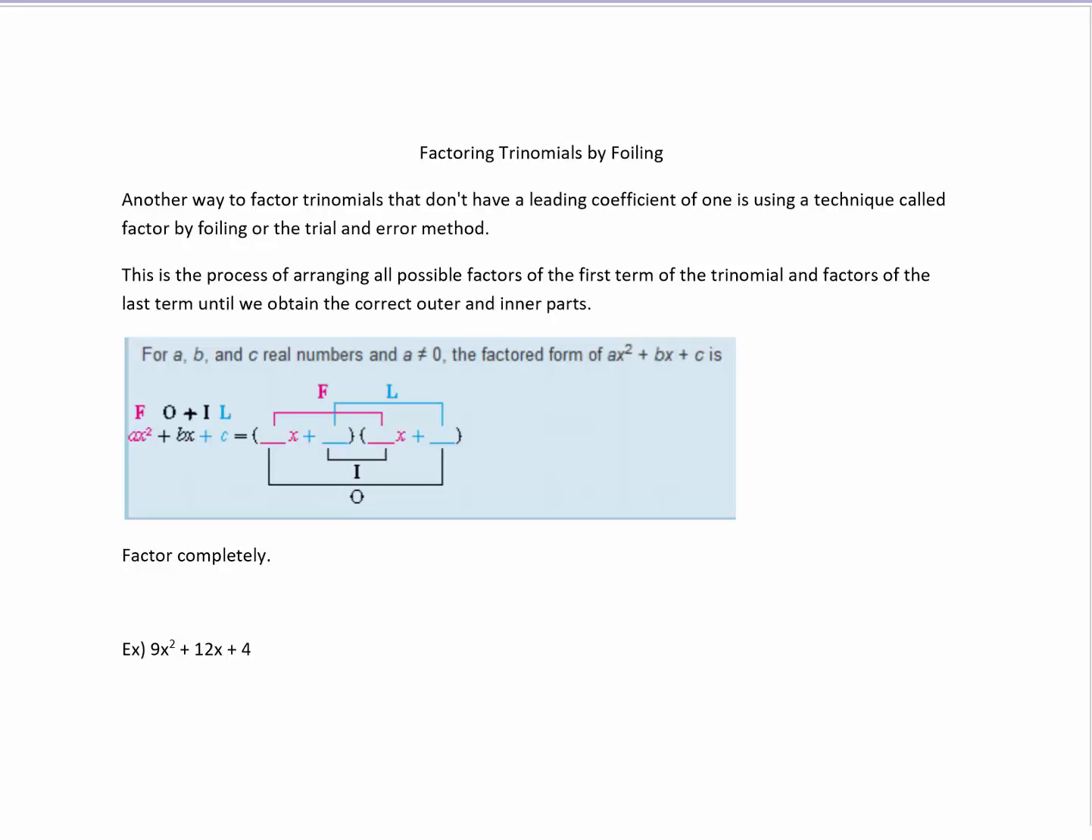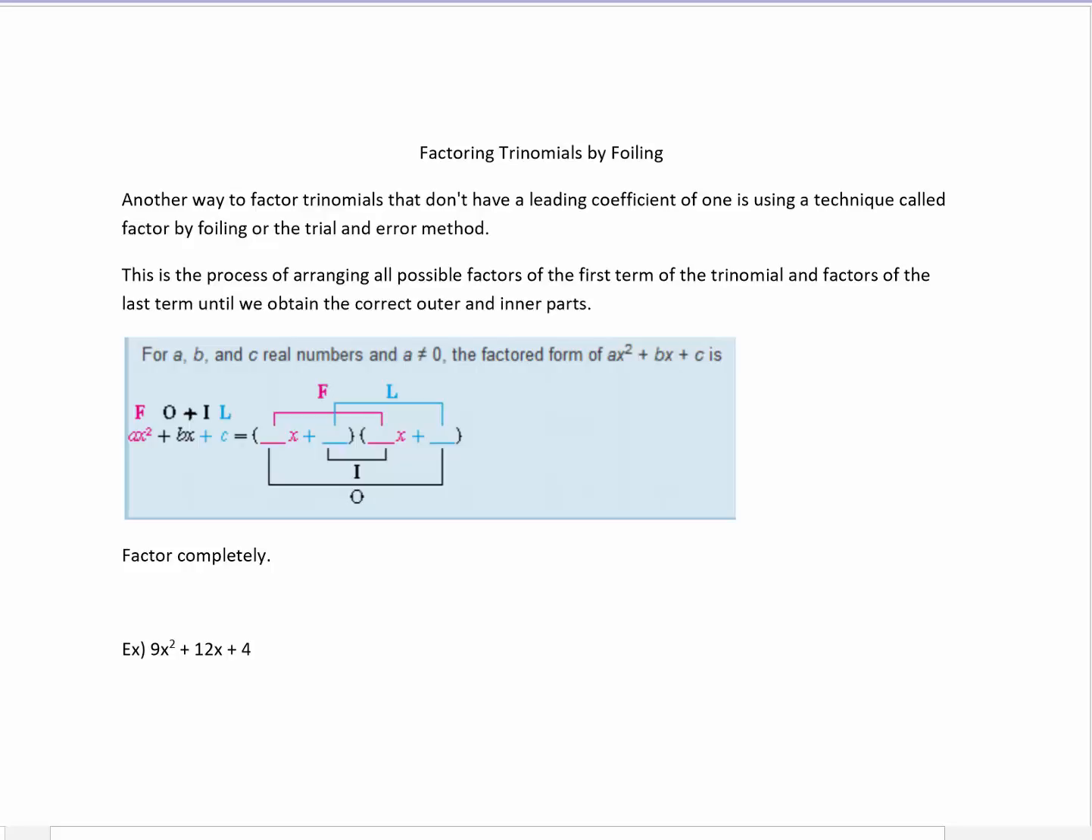In this video, we're going to talk about factoring trinomials by foiling. Another way to factor trinomials that don't have a leading coefficient of 1 is using a technique called factor by foiling, or the trial and error method. This is the process of arranging all possible factors of the first term of the trinomial and all possible factors of the last term until we obtain the correct outer and inner parts. So I've given you a brief diagram of this below.